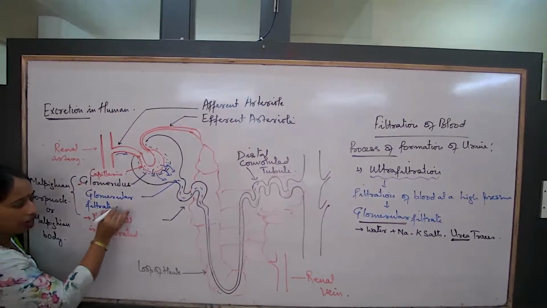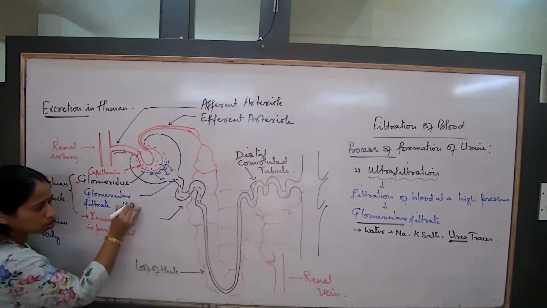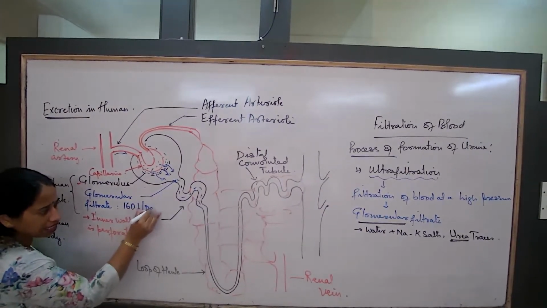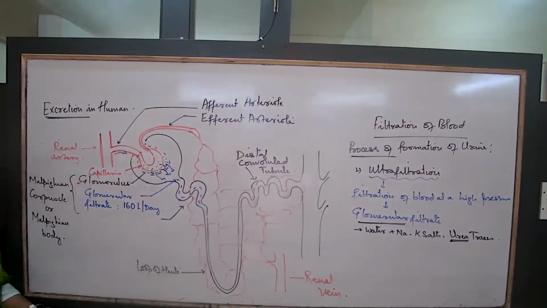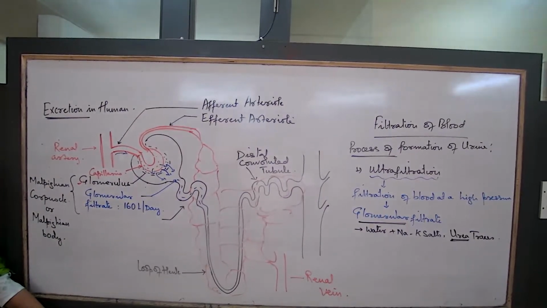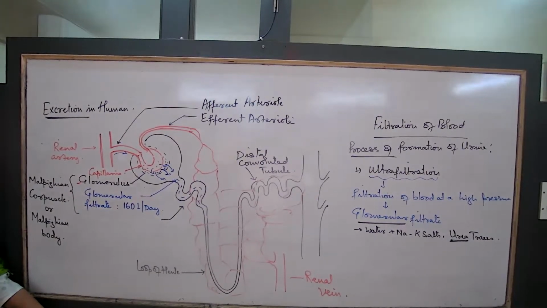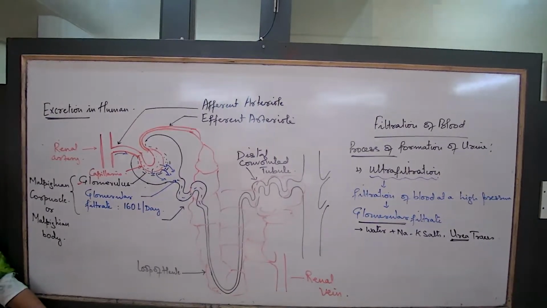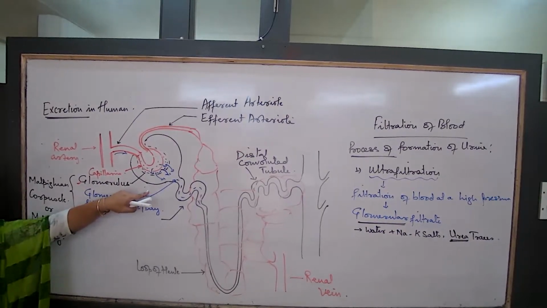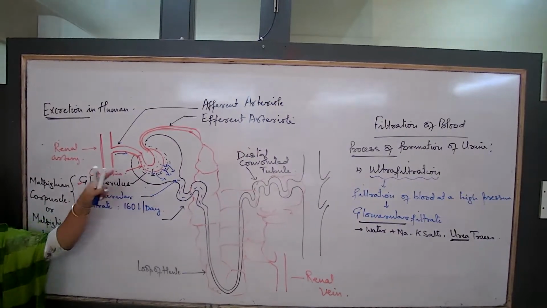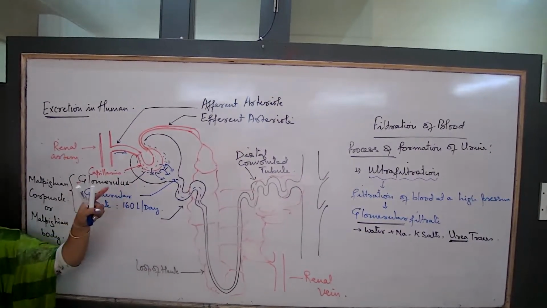Per day, our body produces almost 160 liters of glomerular filtrate. How is it possible? How much blood do we have in our body? 6 liters. So that 6 liters, throughout the day, goes through filtration almost 300 to 400 times.